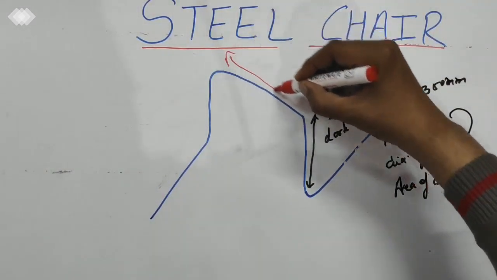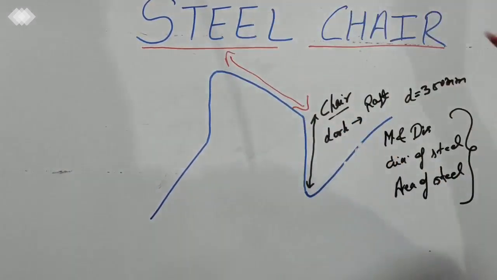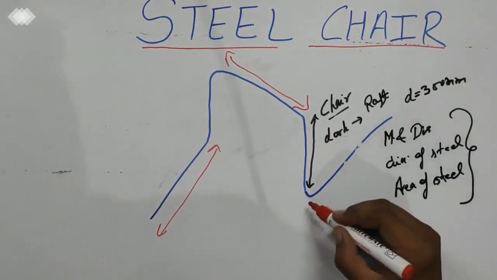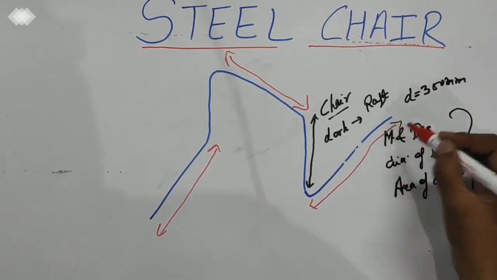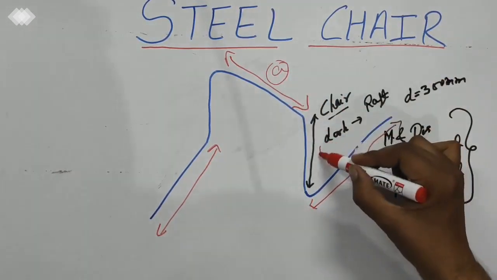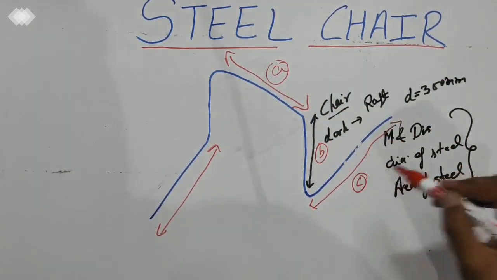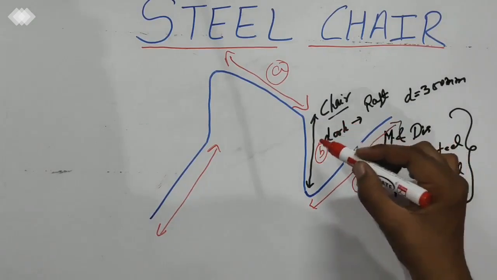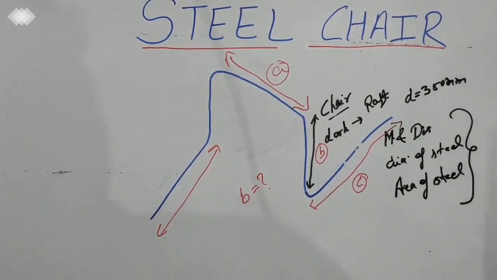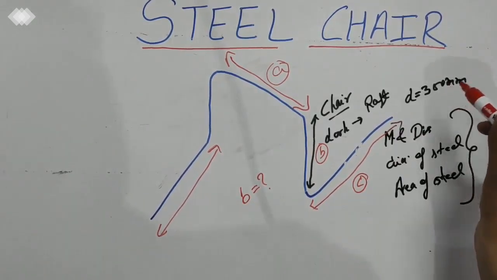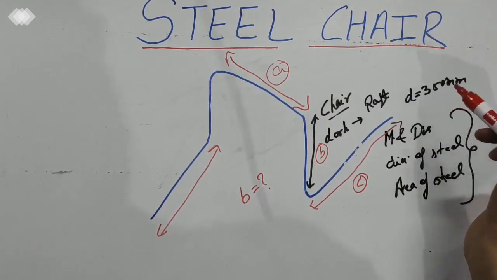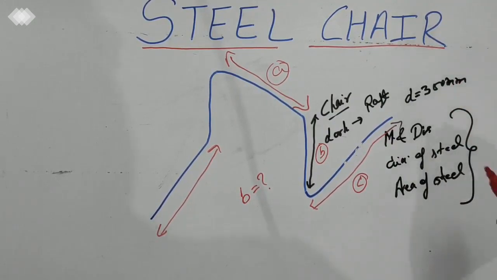This length is standard, and from this to this, for example, we are taking as A, this as B, this as C. So B height depends upon the raft area and the raft length and breadth dimensions.